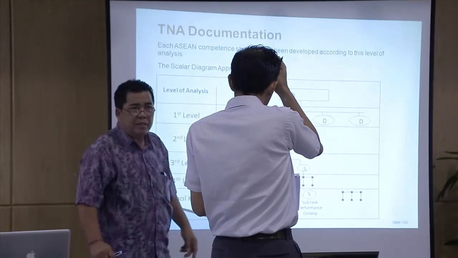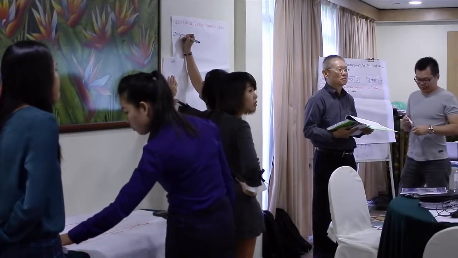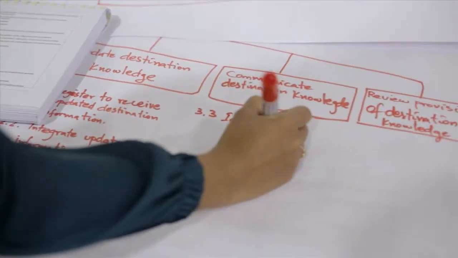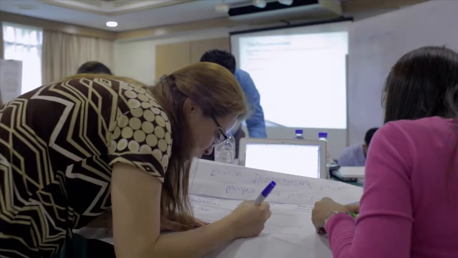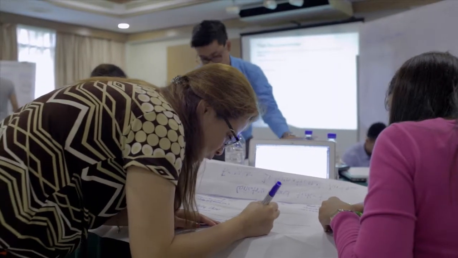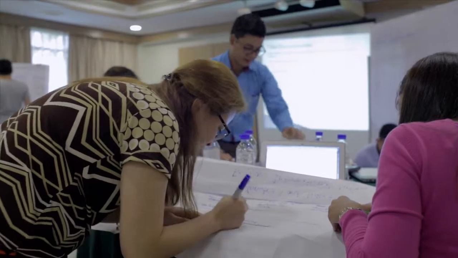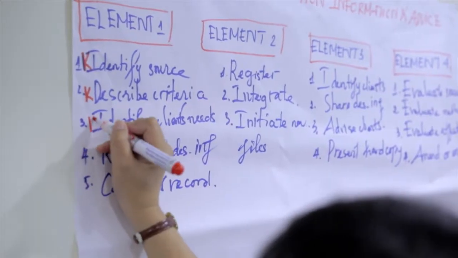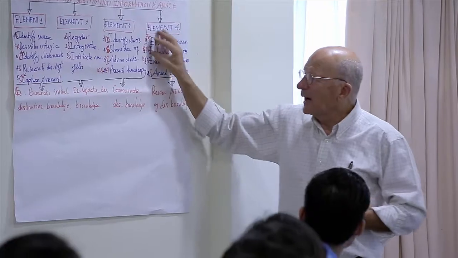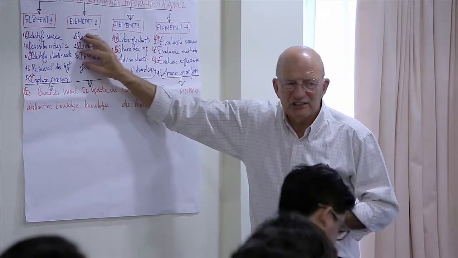So we look at a training needs analysis at the steps, and we develop up a thing called a scalar diagram. From that scalar diagram, the trainees have to take their competency and they have to draw and brainstorm and develop up on the chart paper a competency diagram. So at the top will be the unit title and then the elements and then the performance criteria.